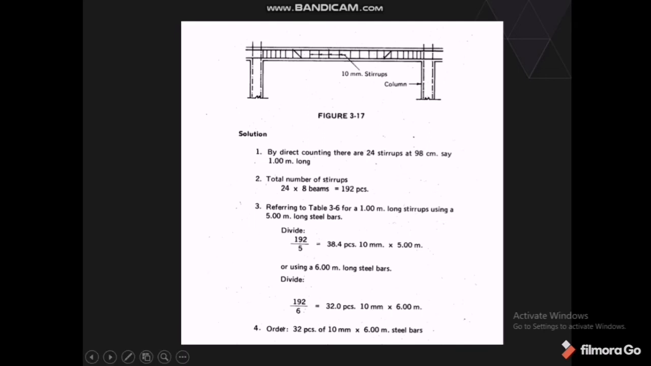Referring to Table 3.6, for 1 meter long stirrups using 5 meter long steel bars, divide 192 by 5, and that is 38.4 pieces of 10 millimeter by 5 meter. Using 6 meter long steel bars, divide 192 over 6 equals 32.0 pieces of 10 millimeter by 6 meter. And the order is 32 pieces of 10 millimeter by 6 meter steel bars.